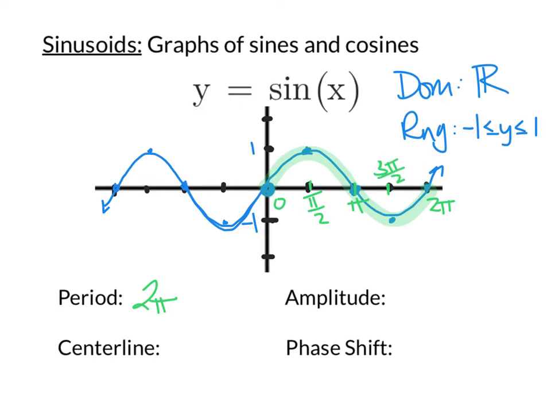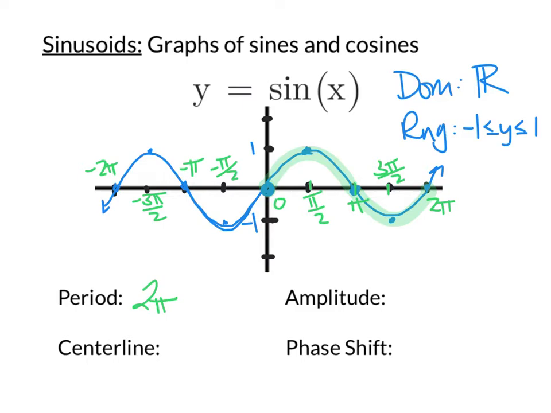And as we work negatively, each mark is at -pi over 2, -pi, -3 pi over 2, and -2 pi. So that we can see 2 complete periods of this curve.